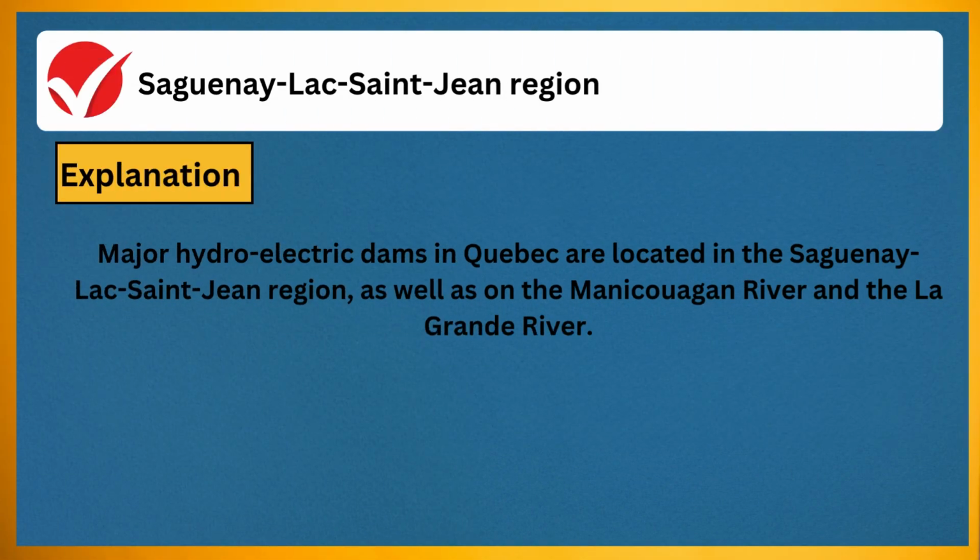The correct answer is Saguenay, Lac, Saint Jean region. Explanation: major hydroelectric dams in Quebec are located in the Saguenay, Lac, Saint Jean region, as well as on the Manicouagan River and the La Grande River.